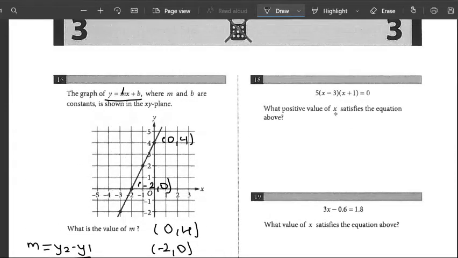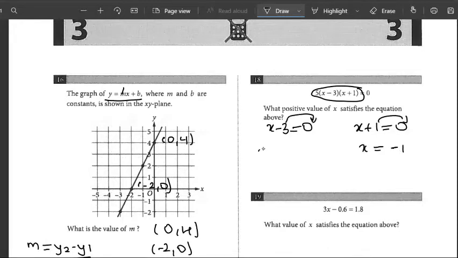What positive value of x satisfies the equation above? Okay, so for this to be equal to 0, one of these terms should multiply to 0. So we can get x minus 3 is equal to 0, or x plus 1 is equal to 0. Taking this over here, x is equal to minus 1. Taking this over here, x is equal to 3. But it's given over here that positive value of x. Therefore, we can cut this answer out and we'd get x as 3.